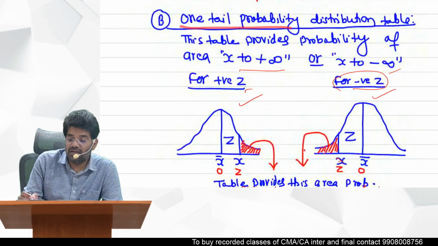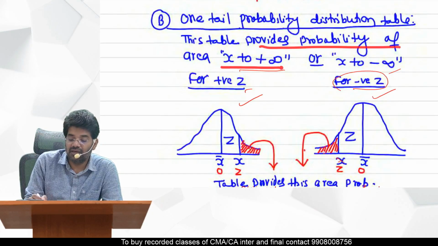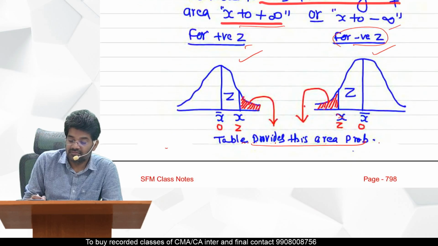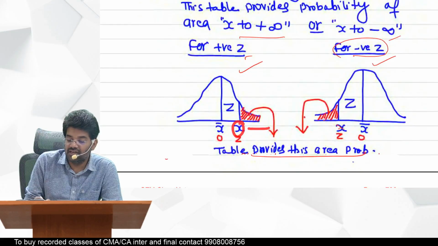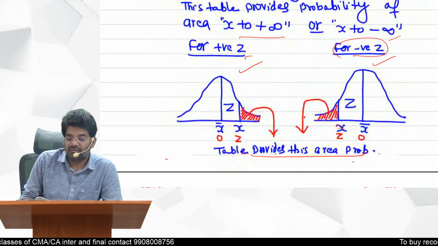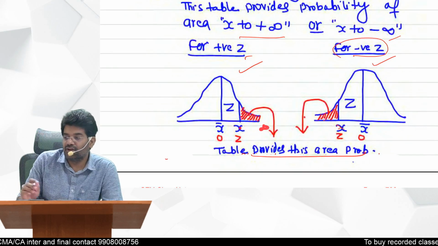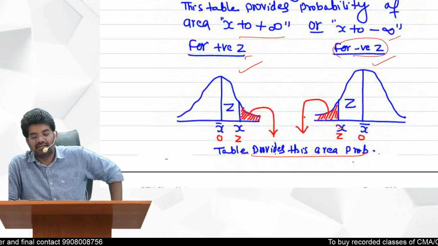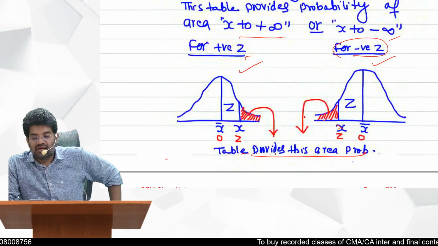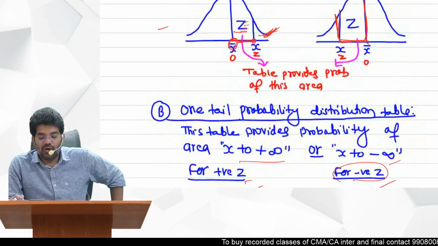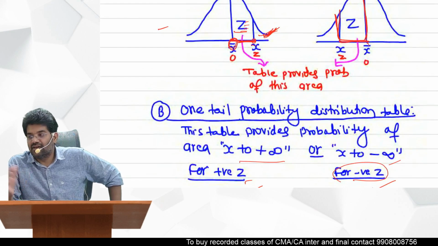One tail probability distribution table. This table provides the probability of area from X to infinity. So one tail will give you from the X value to infinity. Which table? One tail table. If it is negative Z, this side. This is the one tail table, right tail or left tail.